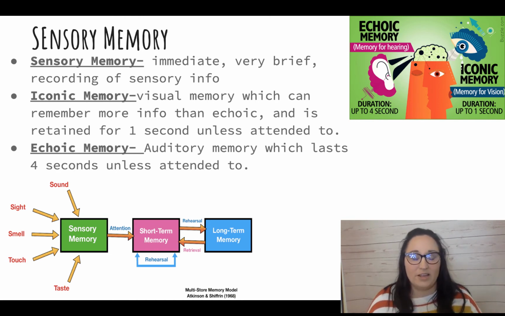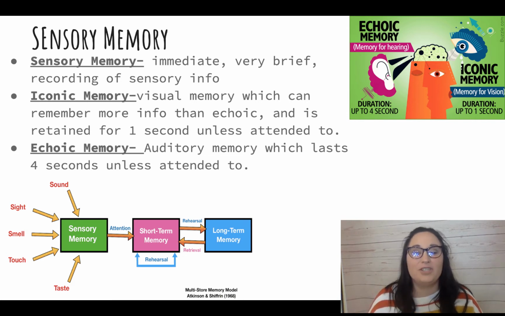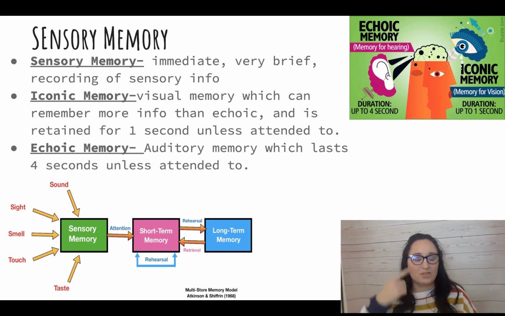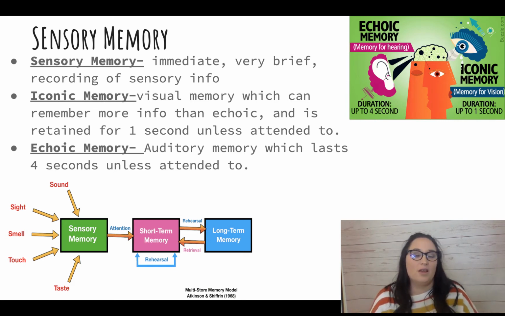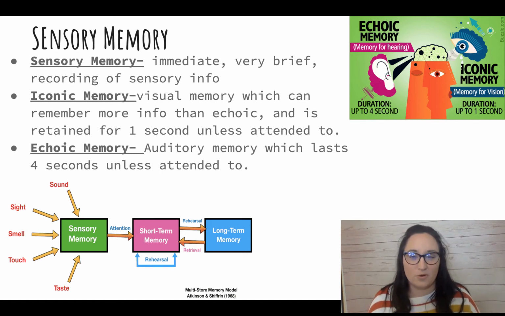Iconic memory is, think of icon or eye, it's visual memory, and this lasts about 1 second. So for icon, think of an eye, you can think of an icon on your computer screen, it's visual. Echoic, think of an echo. It's auditory memory, which lasts for 4 seconds.